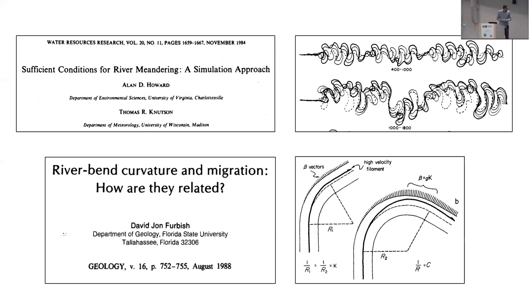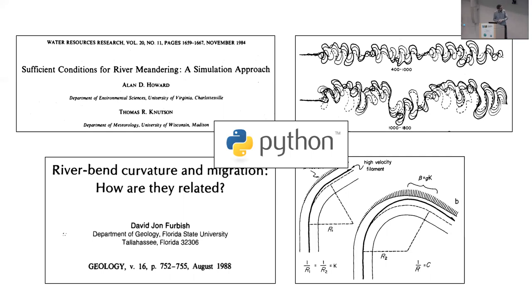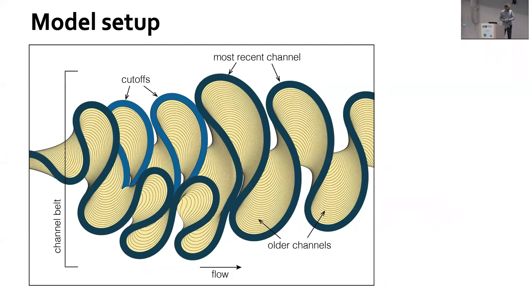The second paper is by David John Furbish. And it adds to this that because of the fact that migration rate is the weighted sum of upstream curvatures, we shouldn't try to compare local migration rate with local curvature. And I think Furbish was so polite in this paper that it didn't get the attention that I think it deserves. So what I did, I kind of combined the ideas in these two papers and Pythonized this model. And probably no need to advertise Python here, but since I started using Python, it has changed my life. I'm not exaggerating. Anyway, let's get to the model.